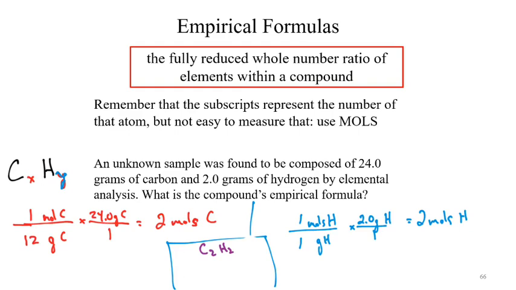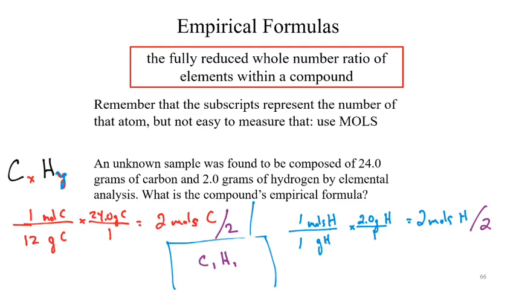But remember, it's supposed to be the reduced ratio. So to do that reduced ratio, which number is smaller? 2 or 2. Thankfully, they're both the same. And that reduced ratio comes out to be C1H1. Ta-da! We followed all of the steps, and we now have that empirical formula.